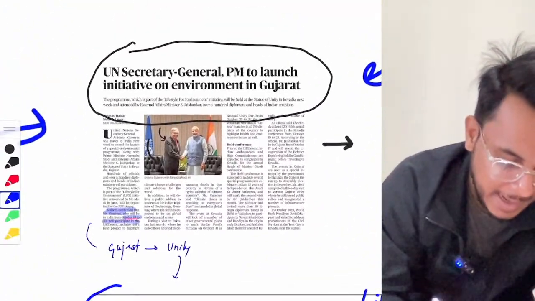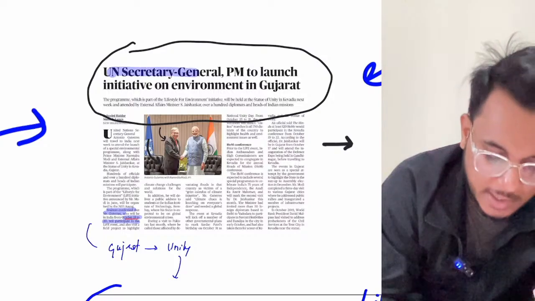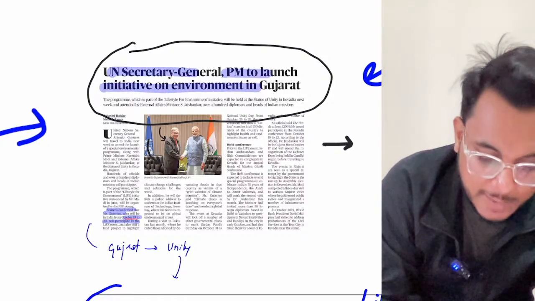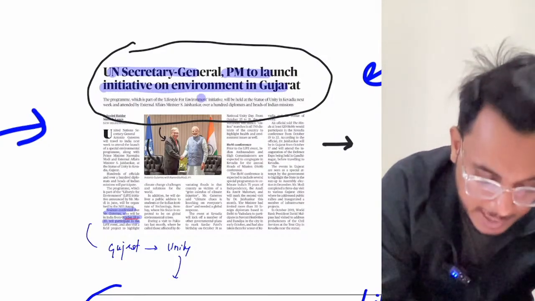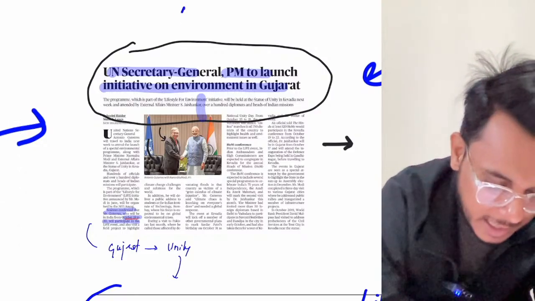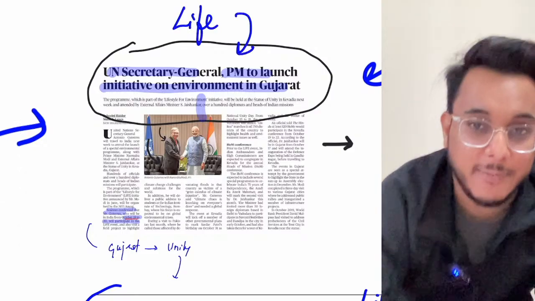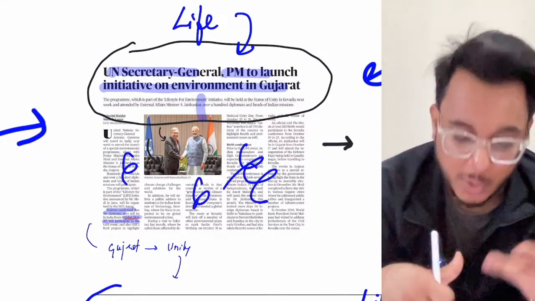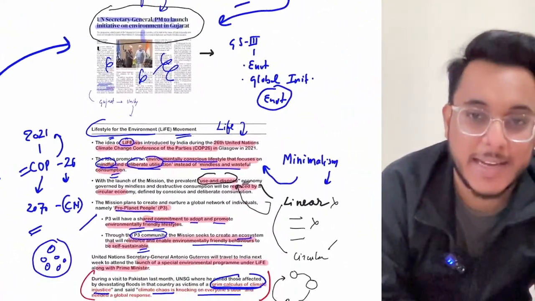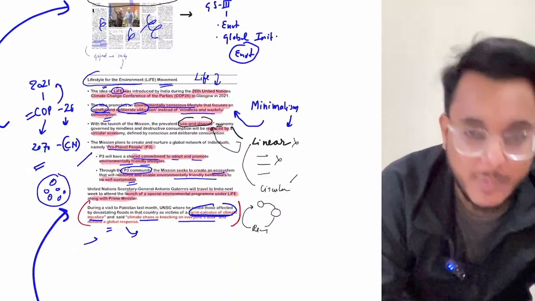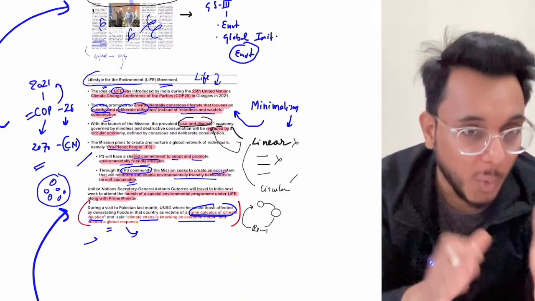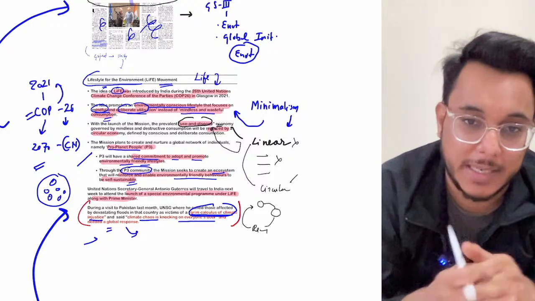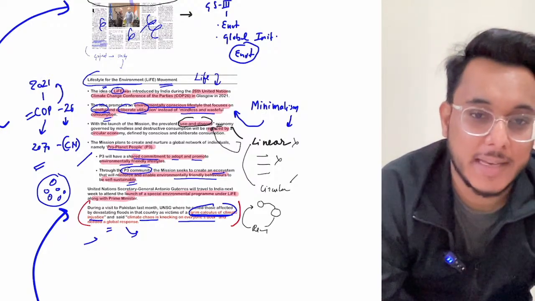Okay, so you can read the heading again: UN Secretary General, PM to launch initiative on environment in Gujarat. Which initiative? Initiative under the LiFE movement. In the article, much substance is not given. Only the timeline of when he will be visiting has been given. So therefore, you should look at this LiFE movement, and when he comes, we will see more details in this direction. Then moving on to the next article.